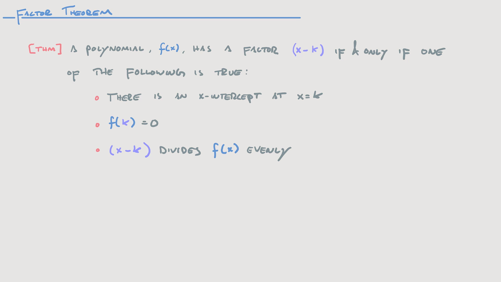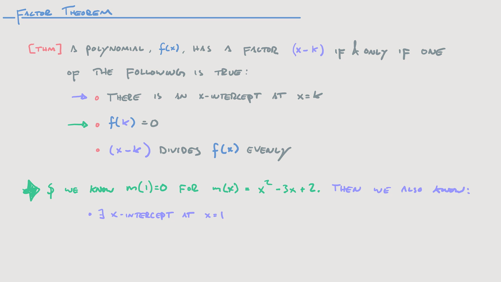So to see how this all works, suppose that we know m of 1 is equal to 0, for some m of x function. This is a quadratic, x squared minus 3x plus 2. Okay, so we're given this one, right? This is what we know. M of 1 is equal to 0. So what else do we know?